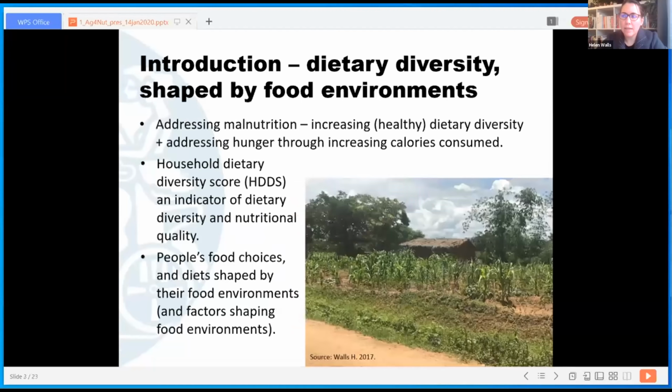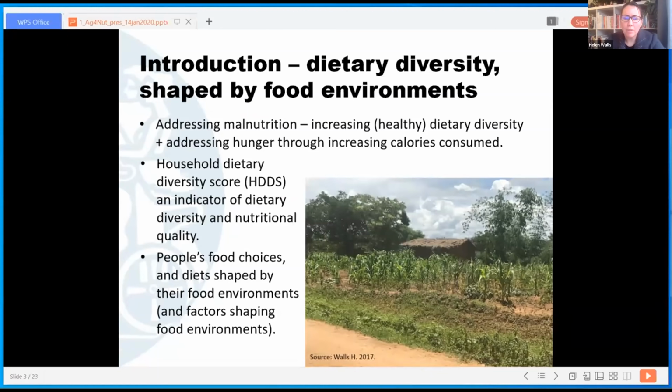So addressing malnutrition in contexts such as rural Malawi with very food insecure populations involves increasing nutritional quality through improving dietary diversity, as well as addressing hunger through increasing calories consumed. With dietary diversity, the Household Dietary Diversity Score, or the HDDS, is widely used as an indicator of dietary diversity and nutritional quality. But what actually shapes people's diets?